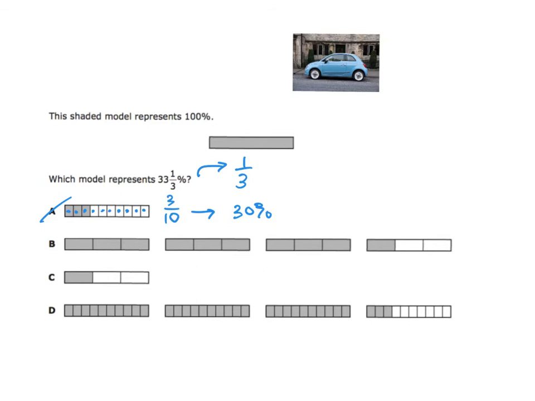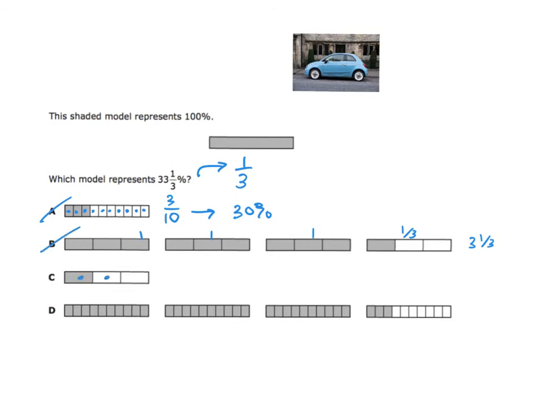Let's take a look at the next model. Each of these fully shaded models represents 1 whole, or 100%. And then finally, our last bar over here has 1/3. So this number is 3 1/3. Far bigger than what we want. We just want 1/3. Answer choice C looks good to me.